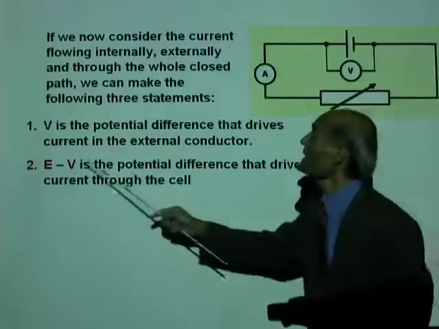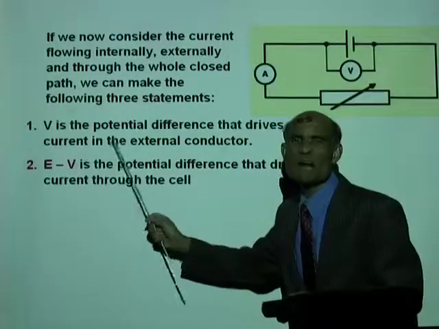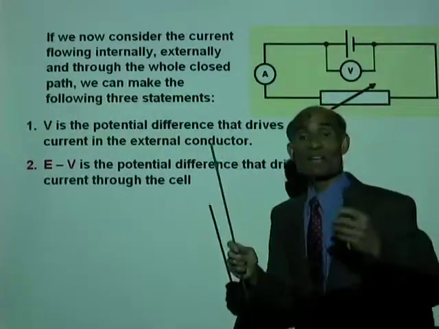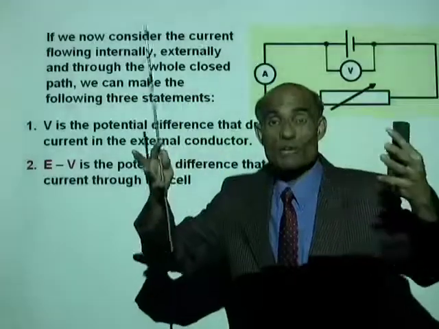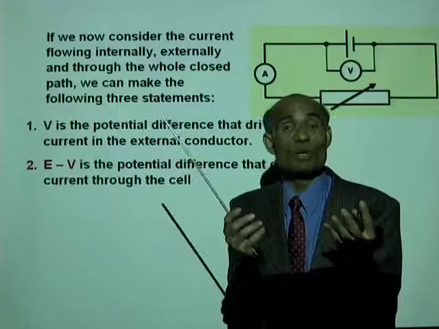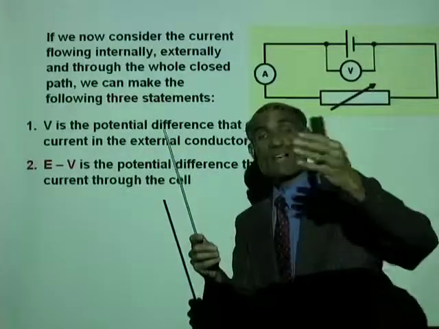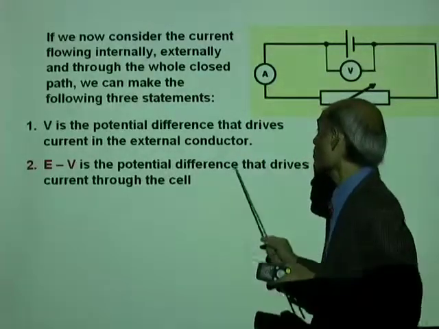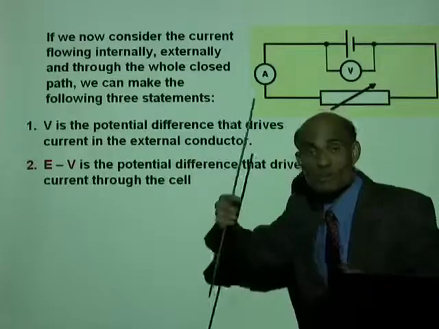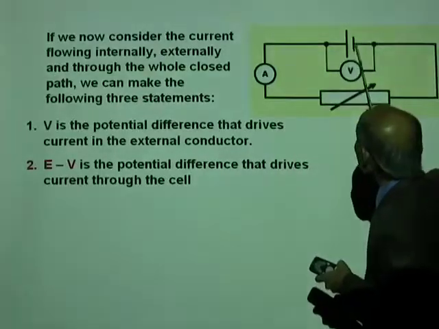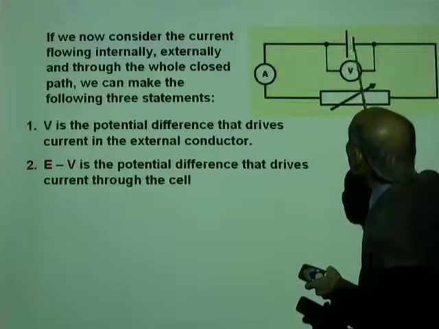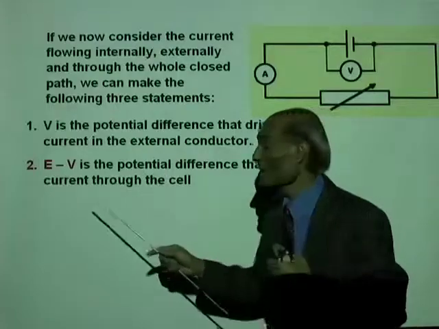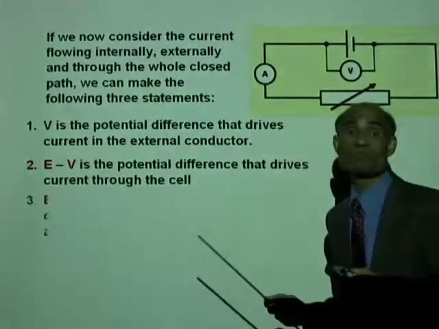That means, and E minus V, what does E minus V stand for? E is the EMF of the cell. And the EMF is a measure of the total energy the cell makes available to drive current externally and internally. So E minus V is the potential difference that drives current through the cell. That means the cell has to drive current within itself, and a certain amount of energy is used to do that, and that is E minus V.